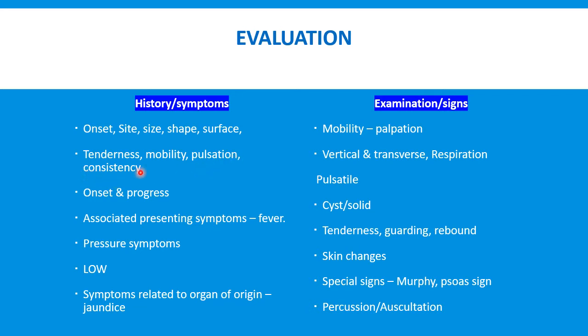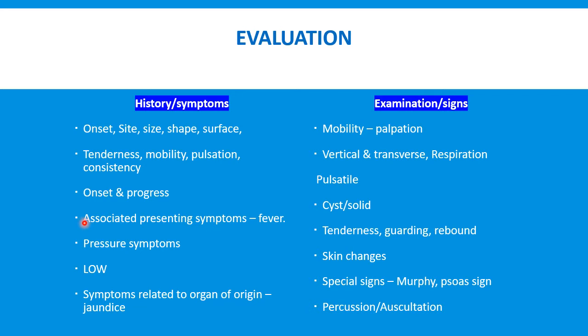And consistency is another important factor. Okay, hard consistency usually suggests a malignant lesion, whereas soft or fluctuant consistency suggests it is benign and cystic. Onset, as I said, acute or chronic, and the important thing is progress. Whether the lump is growing in size, whether it is becoming more painful, and whether it is causing pressure symptoms. These are very important to be detected on history.